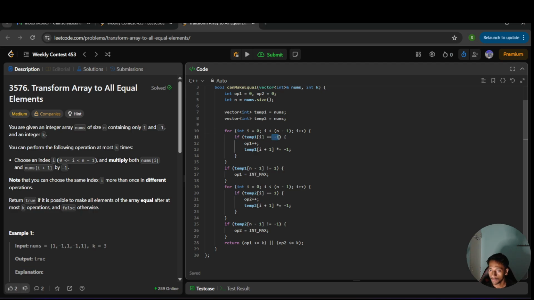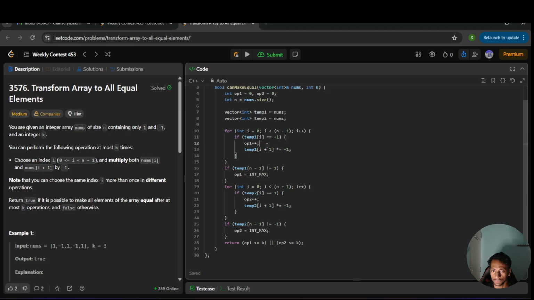Now I'll check whether the current index i is minus 1. That means I have to do the operation. So I will increase the number of operations 1 by 1, plus plus. And again, this current index will always be set to 1, but the next index, I plus 1, will change to minus, like it will be multiplied by minus 1. So for the next index i plus 1, I am multiplying with minus 1.